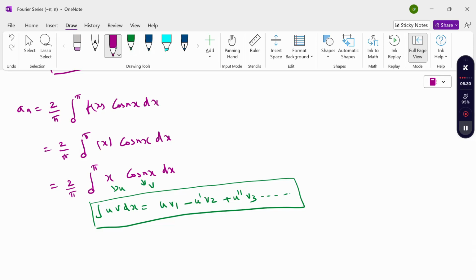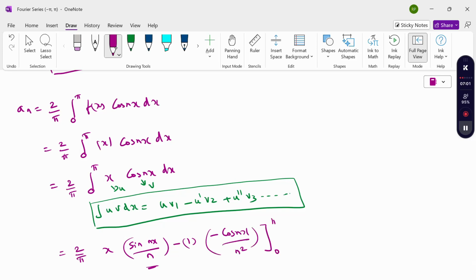Now the formula is nothing but 2 by pi, so u times v1, so x times the integration of cos nx. So what is the integration of cos nx? sin nx by n. Then minus, this is the differentiation, u dash, meaning the differentiation of x is 1, times v2, this term's integration, minus cos nx by n square. So the other terms are 0. Now stop the process, limits 0 to pi.